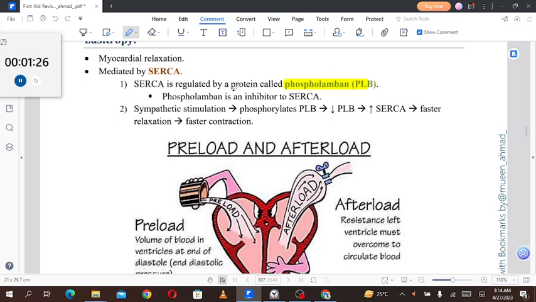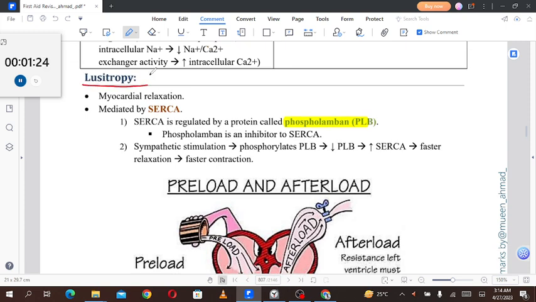Then moving forward, what is lusitropy? It is very important because when we start doing these tropies, the chronotropy and the inotropy and the dromotropy, a lot of that, this one is taken for granted in most cases because people don't remember it. I also used to ignore this one, so let's not ignore it this time.